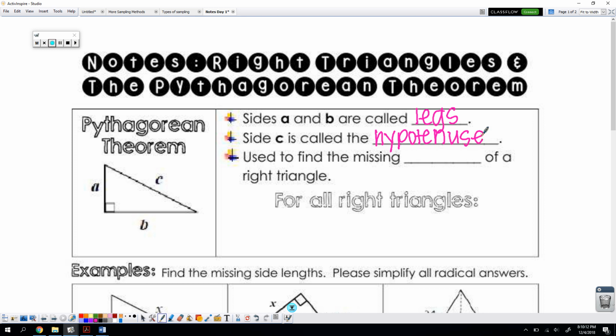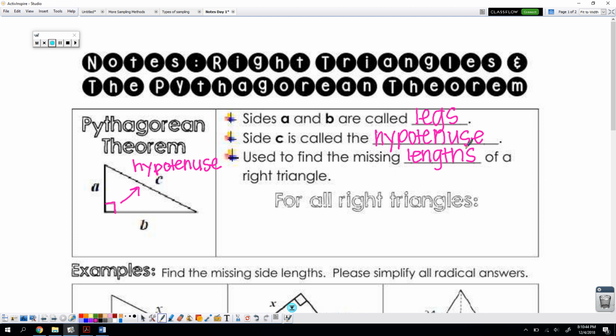Okay, the way to find the hypotenuse is always look at your right angle right here, and you want to travel directly across from it. Here is the hypotenuse. Alright, so it's used to find the missing length of a right triangle. So the Pythagorean theorem is going to help us because we have an equation in which we're going to go through and solve for x.